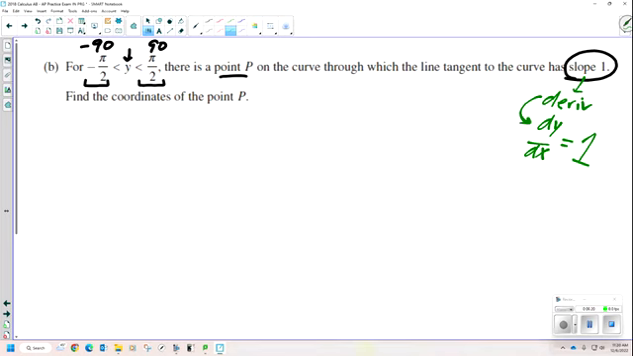All right? And in part A, if we could not figure out algebraically how to make the derivative equal to what they gave us, and we mess that part up, they still give us the derivative.